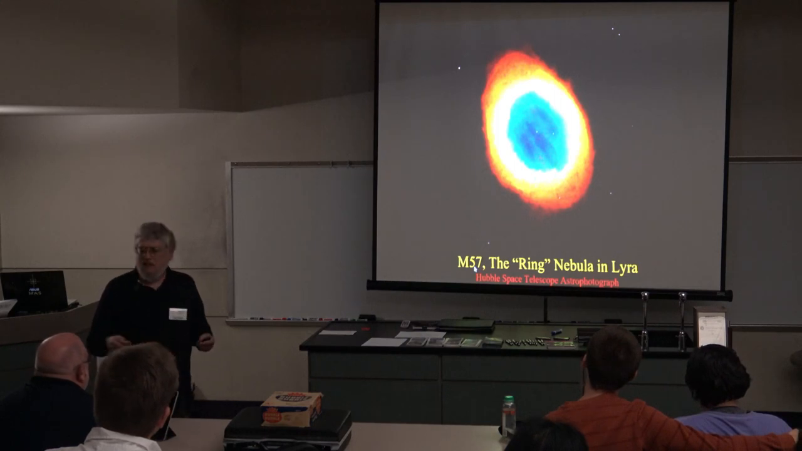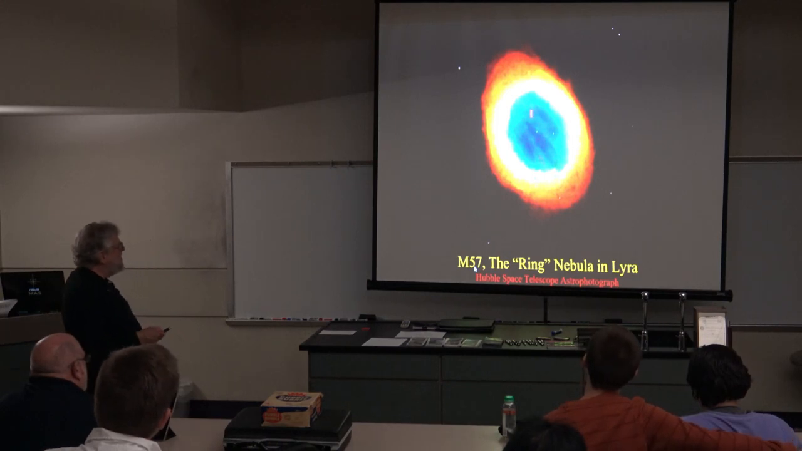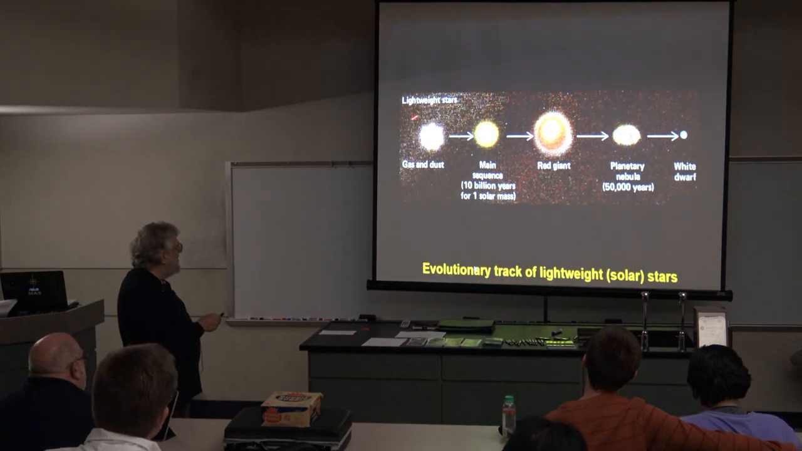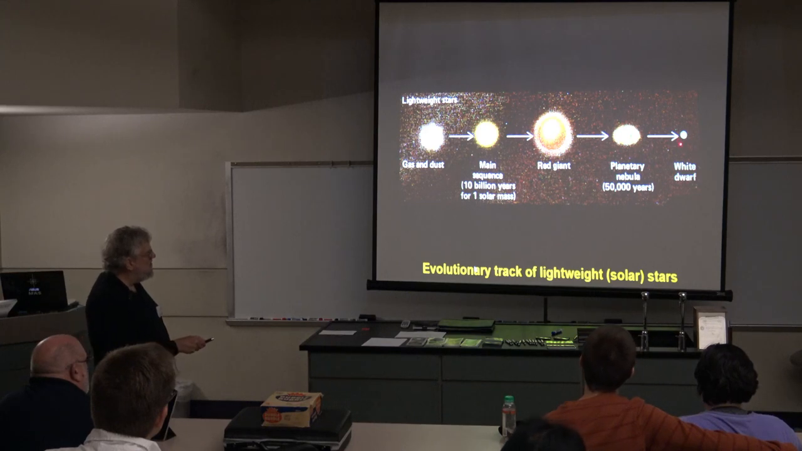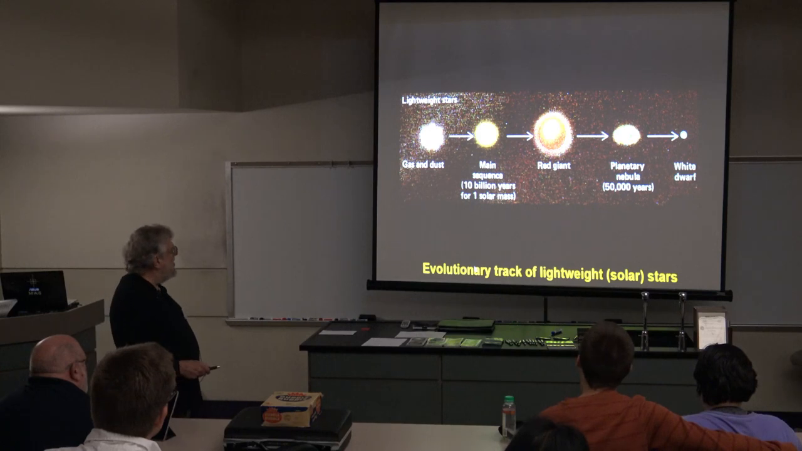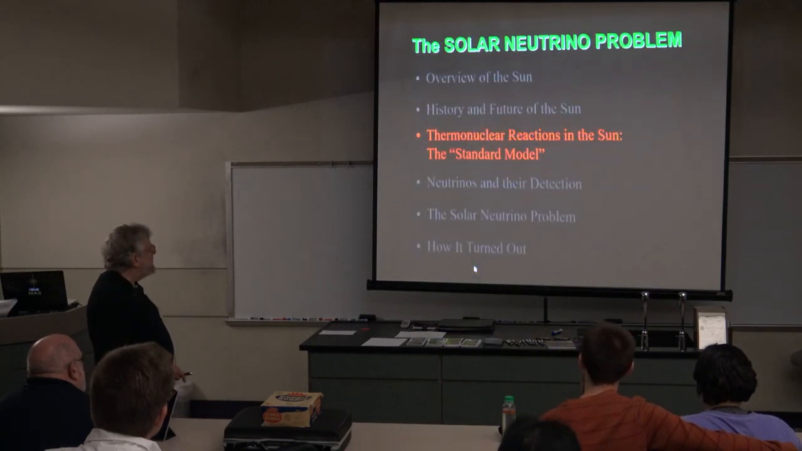But in most of our telescopes, it looks like a little Cheerio sitting there in the eyepiece. But that's what will happen to the Sun in 5 billion years. And here's the sequence again in a linear fashion: gas and dust to form the star, main sequence, 10 billion years, red giant, planetary nebula, and the white dwarf. So that's what is happening to the Sun and what probably will.